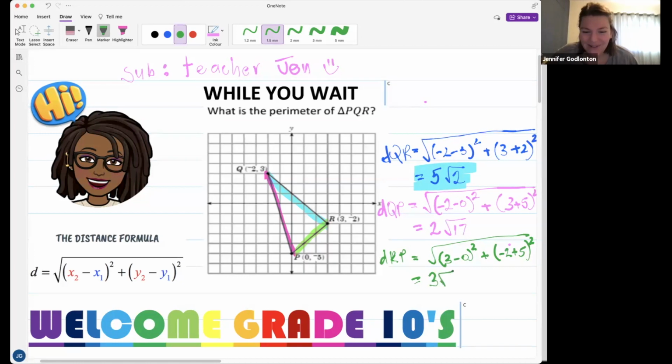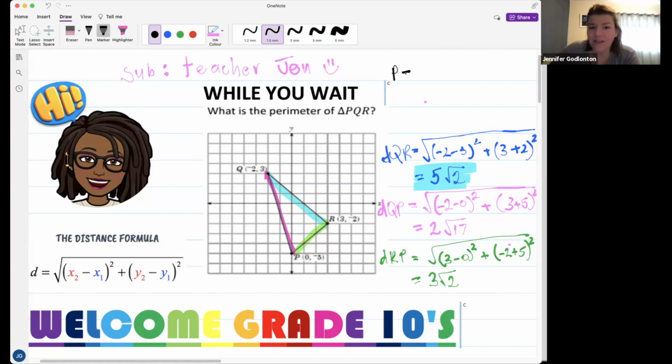Okay, 3 root 2. Where do I go to from here if I'm looking for the perimeter of this triangle? I have got 3 different lengths. How do I finish off this question? Who has a suggestion for me? Yeah, that's it. And that's exactly it. It's all we've got to do. Our perimeter, all we've got to do is add them together.